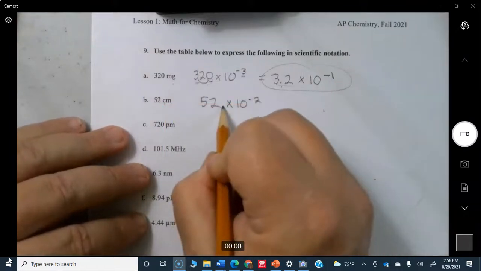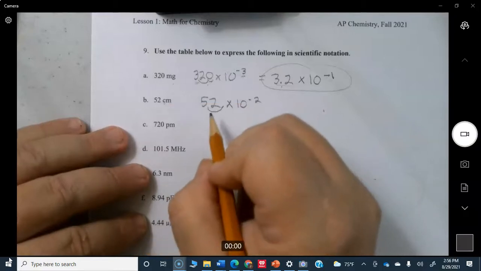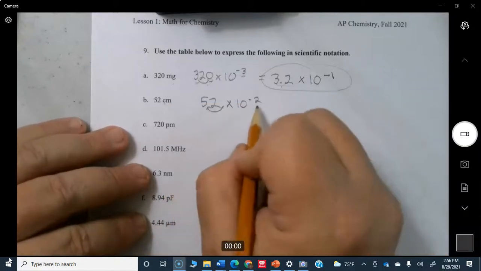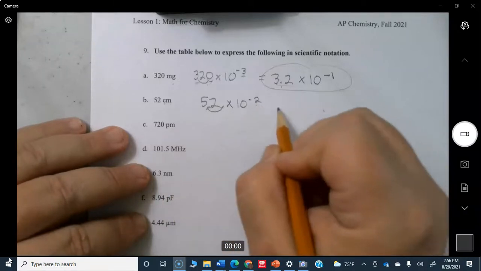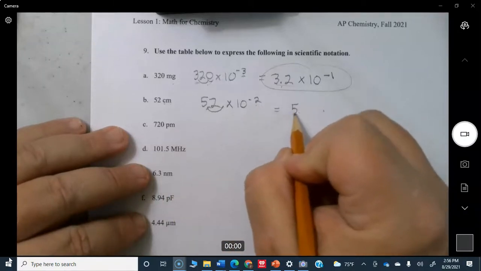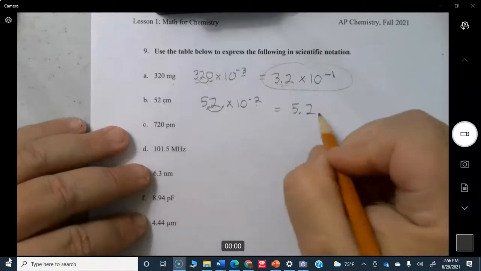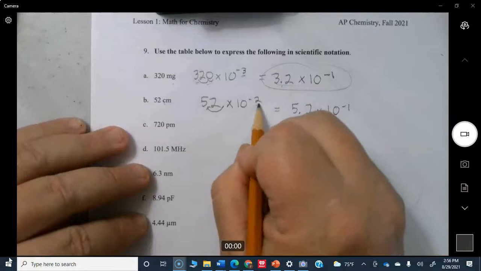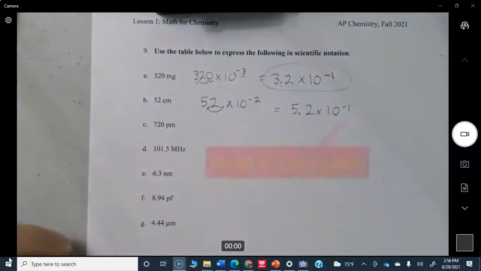Okay, and there's the decimal. We've got to move it over in between the 5 and the 2 to get a number between 1 and 9.9. So we made this number smaller. We've got to make this number bigger. So that's going to equal 5.2 times 10 to the minus 1. Okay, that's 1 position bigger, 10 to the minus 1.